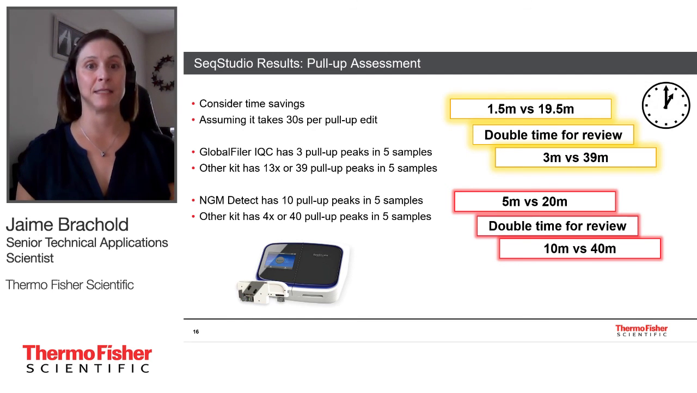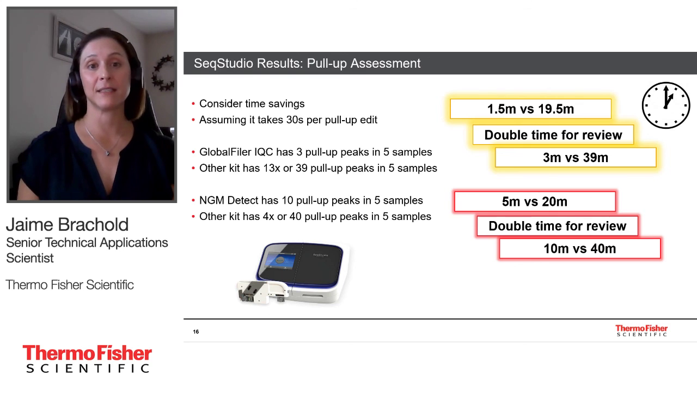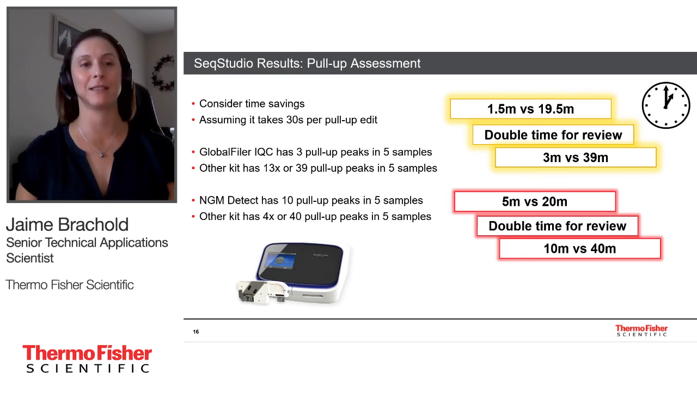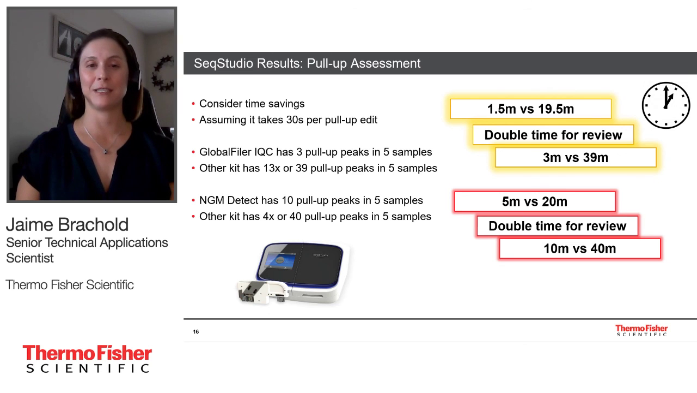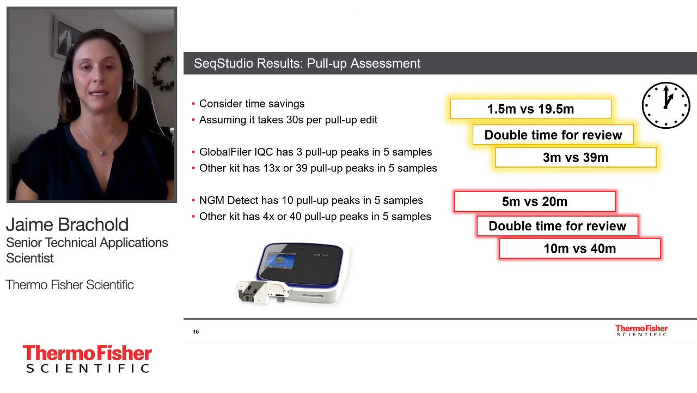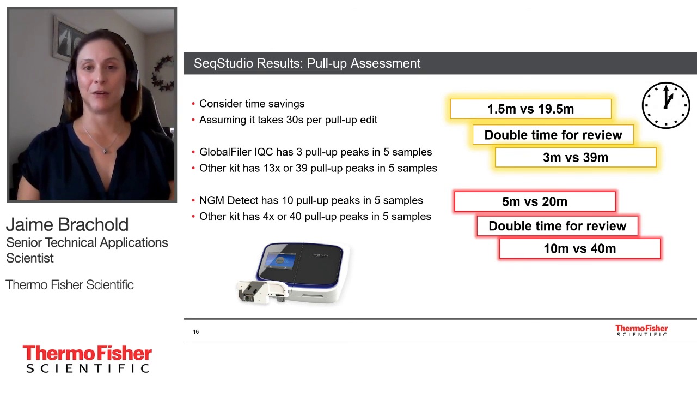So this would mean a time savings from 1.5 minutes to analyze the 3 pull-up peaks in Global Filer IQC versus 19.5 minutes in a non-AB kit. Doubling the time for review, you see a 36-minute savings in time.